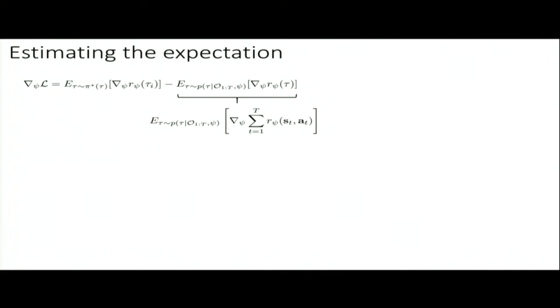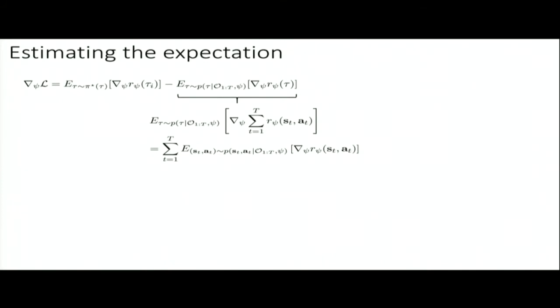And now you'll note that the reward at any given time step only depends on the state action marginal at that time step. So we can take the sum out of the expectation, like this, and then inside the sum, we just have an expectation with respect to the state action marginal at that time step. That's going to be a little bit more manageable. So now we've turned this second term up here into the sum over all the time steps of the expectation under the state action marginal at that time step of the gradient of the reward at that time step.